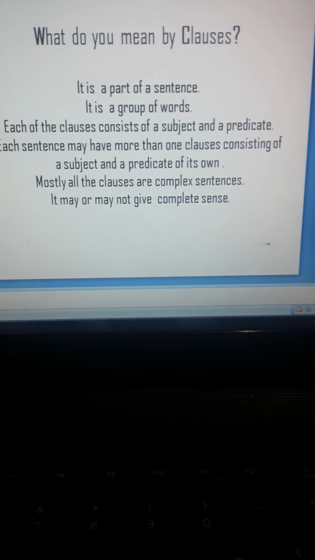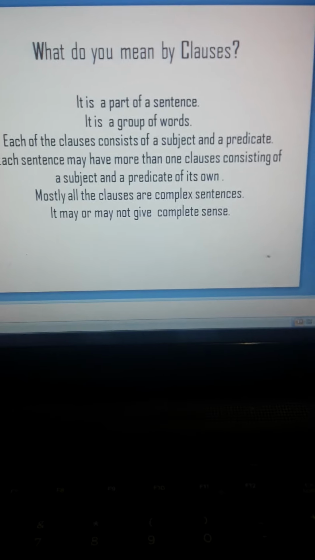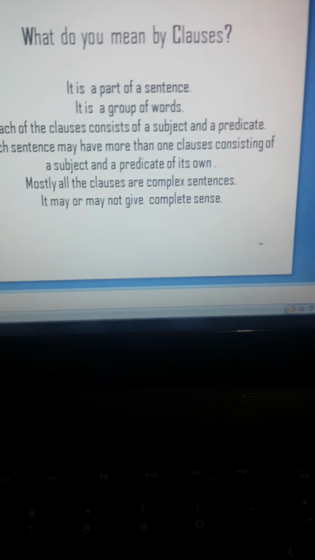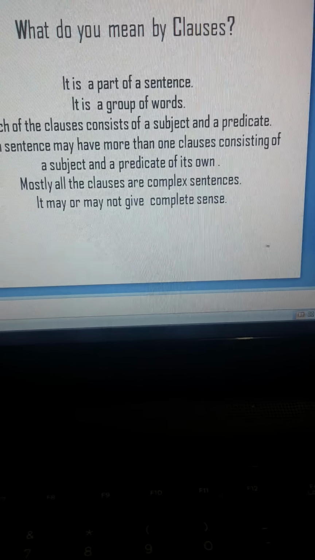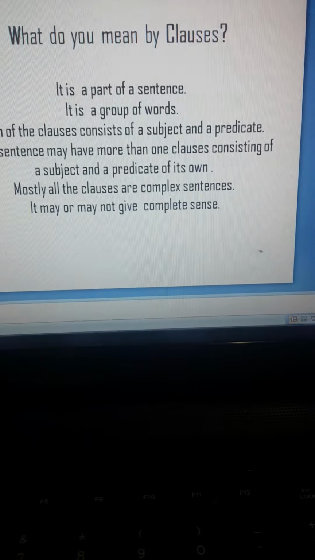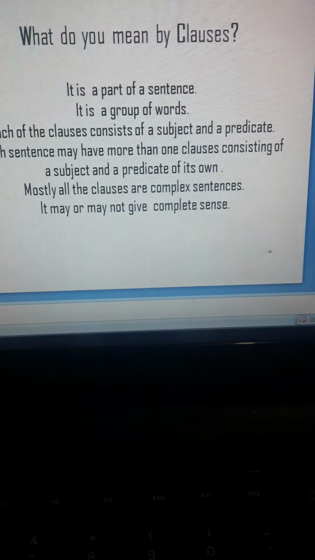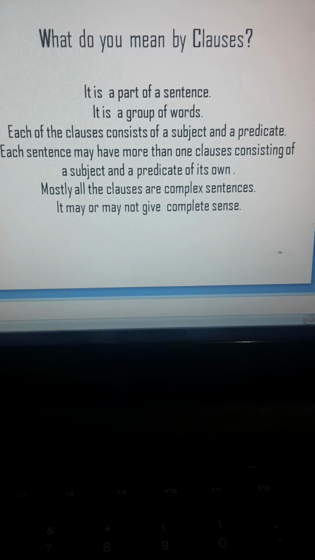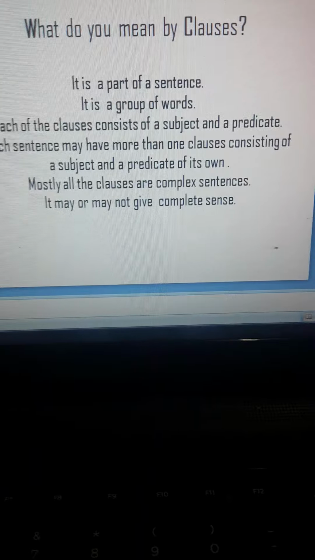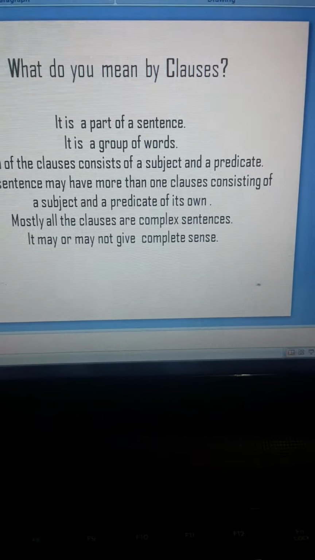Now students, let's deal with clauses. Again, over here it is also a part of a sentence. It is also a group of words. Each of the clauses consists of a subject and a predicate. Students, you can find over here that clauses consist of a subject and a predicate. And each sentence may have more than one clause, consisting of a subject and predicate of its own.